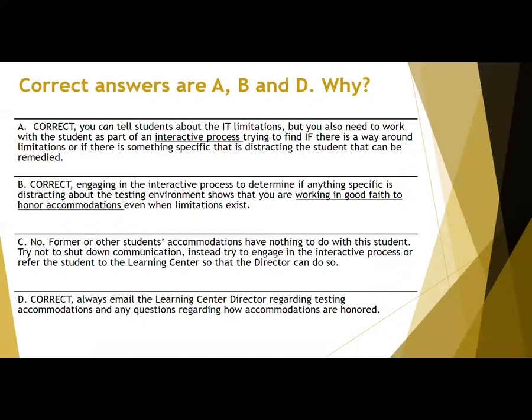So you have a 75% chance of getting this one correct. If you chose A, B, or D, you are correct. A is correct because you can tell students about legitimate limitations, IT limitations, but you do need to work with the student as part of that interactive process to see if there's a way around that limitation or if there's something specific that's distracting the student that could be remedied.